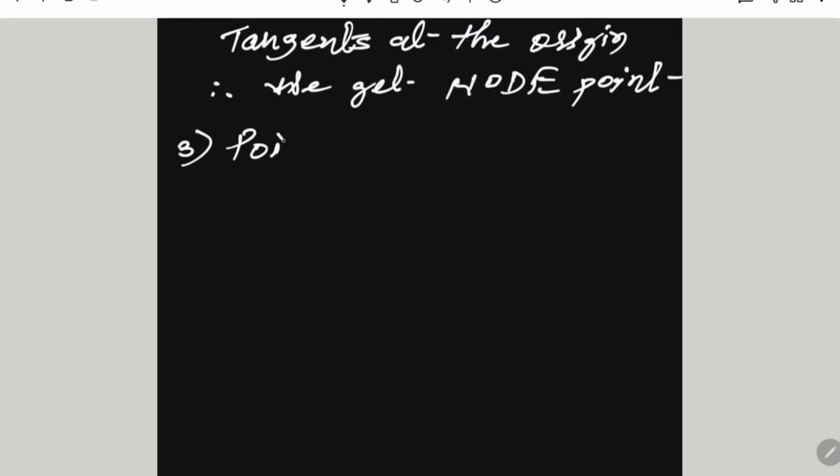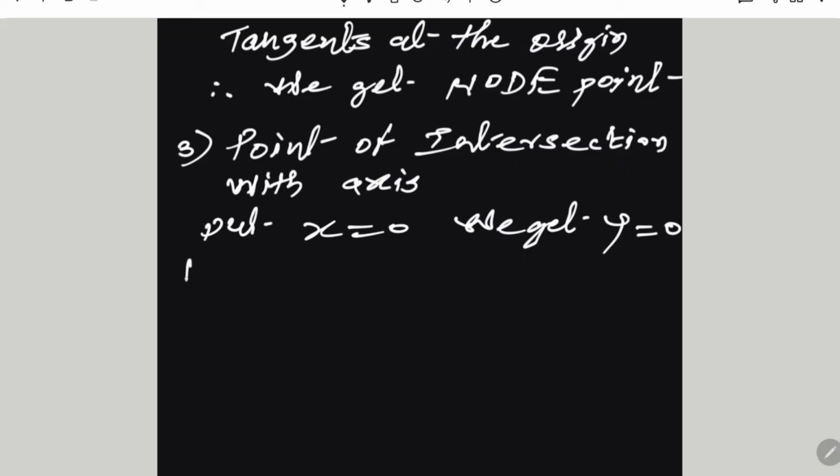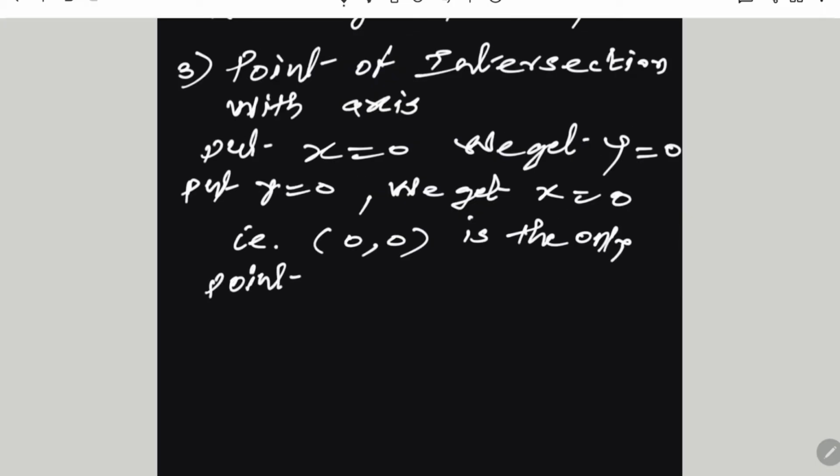Third point, point of intersection with the axis. Put x is equal to 0 in the equation, we get y is equal to 0, and put y equal to 0, we get x is equal to 0. That is, origin is the only point of intersection with the axis, x-axis as well as y-axis.